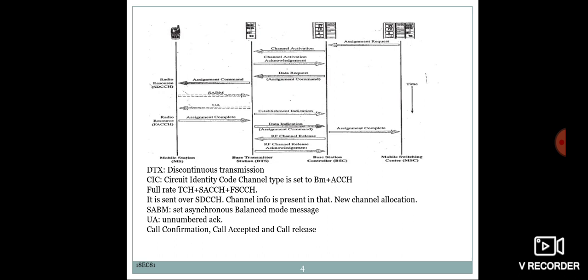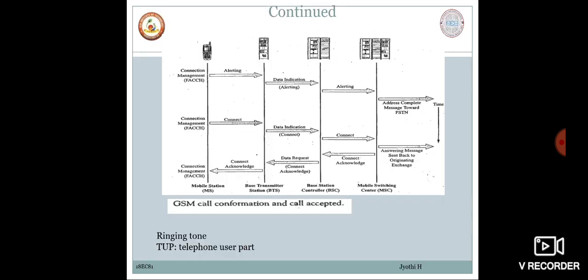Next is the GSM call confirmation. This is the diagram you are able to see on the screen. The call confirmation procedure starts when the MS sends the transparent alerting message to the MSC. This message indicates that a ringing tone has been generated in the mobile, and it can be used for user to user signaling.